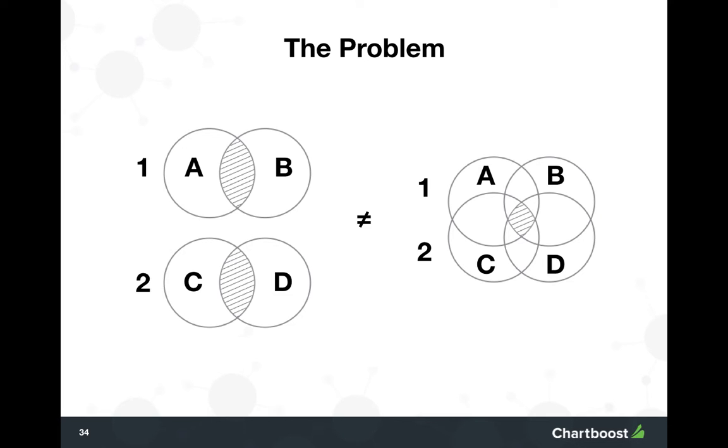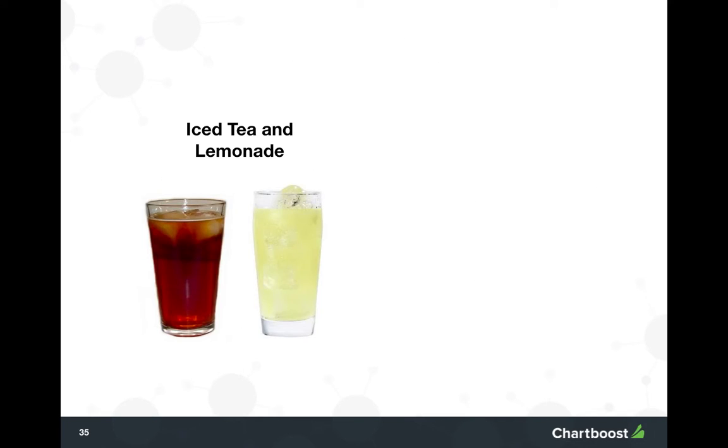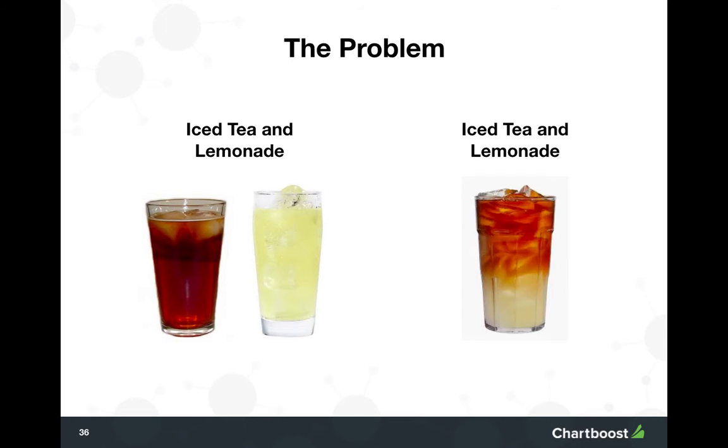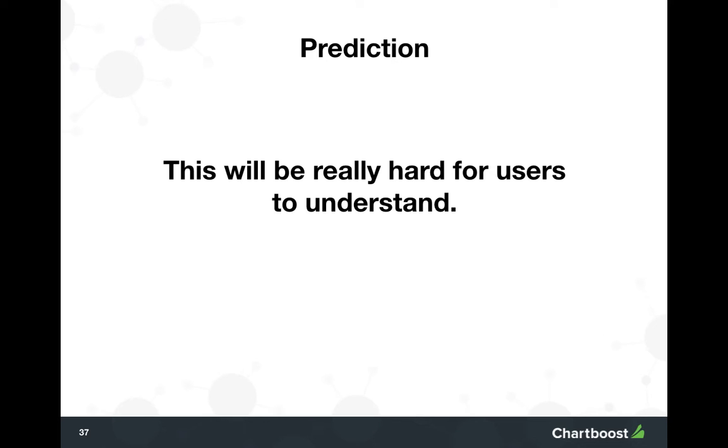So you might want to say, I want to target users who have been playing game 1 and made a purchase in game 1, and I want to target users who have been playing game 2 for a month and made a purchase in game 2. So I didn't use the word or anywhere in there, and so it's a problem. Another way to describe this problem is that they want iced tea and lemonade, and what we're going to give them is iced tea and lemonade. So again, normal use of the word and here in both cases, but very different situations. So that's the problem, and the prediction is that this is going to be really hard for users to understand.